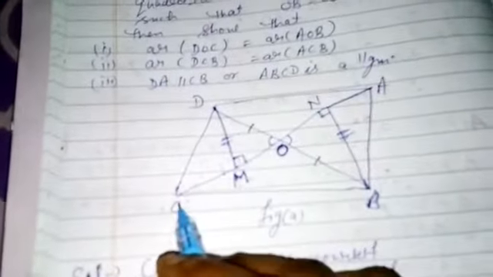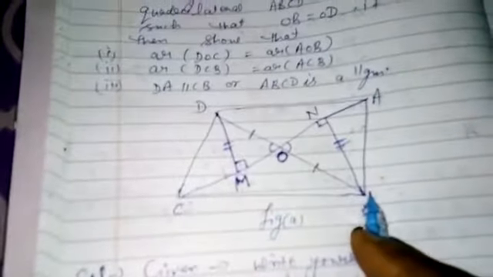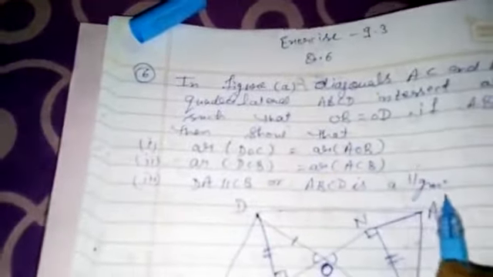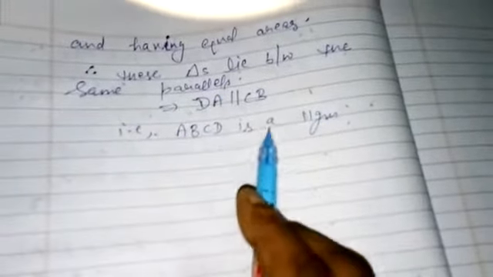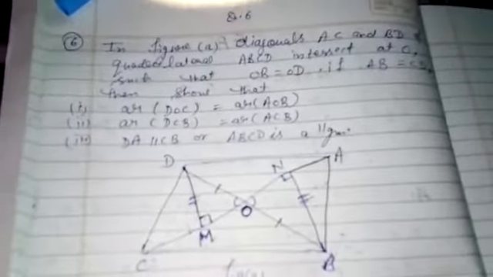If they are on the same base, then these two triangles will lie between the same parallels. Parallels will be DA and CB. These two triangles DCB and ACB are on the same base BC and between parallels DA and BC. We can say that DA is parallel to CB, or ABCD is a parallelogram, that only we have to prove. So students, this was our question 6 of exercise 9.3.